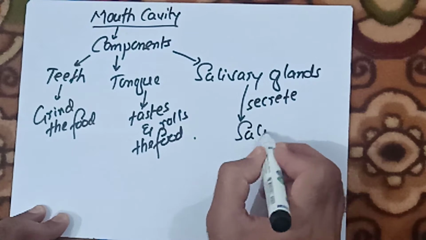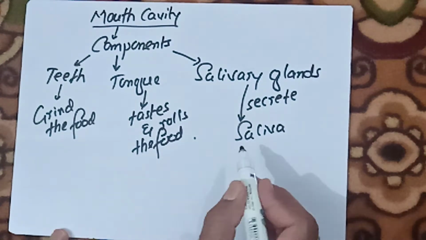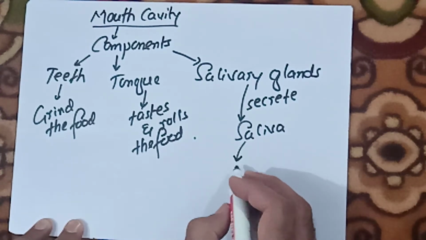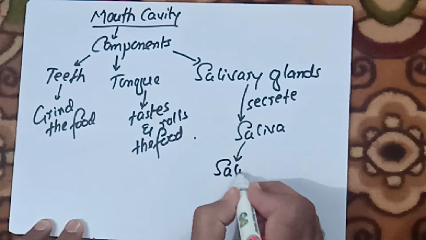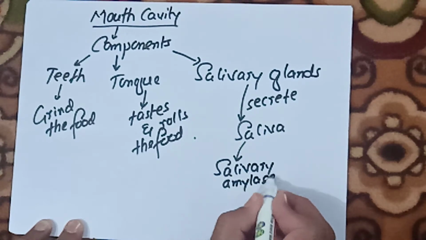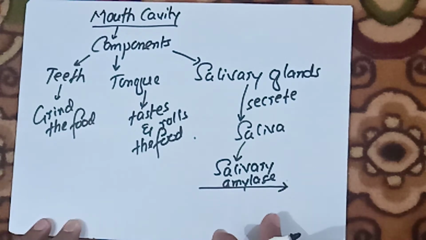Whenever we see a particular type of good food, or the smell comes to us, definitely water comes in our mouth. So the water production is actually the saliva production. This saliva contains an enzyme called salivary amylase. Now this salivary amylase is responsible for the digestion of carbohydrates.